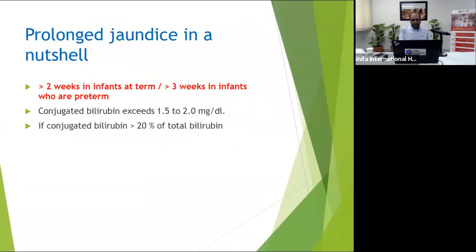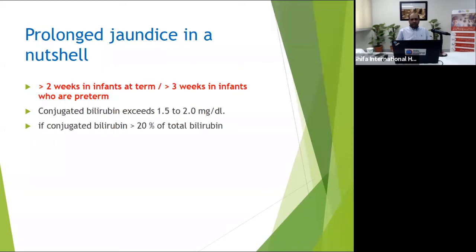I will just mention, for my medical students and the nursing staff participating in this webinar, how and when we label a prolonged jaundice. In a nutshell, if there is more than 2 weeks in a term baby and more than 3 weeks in a preterm baby and the baby is still jaundiced, we say that is a prolonged jaundice. When there is a prolonged jaundice, we are worried about conjugated hyperbilirubinemia.